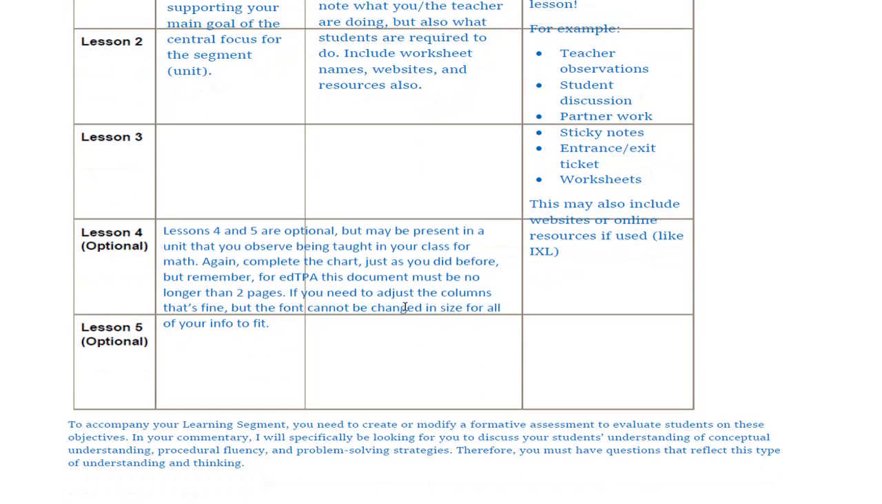To accompany this learning segment, remember, you need to either create or modify a formative assessment to evaluate students on these objectives. You should review the overview video where I talk a little bit about what we're looking for, but edTPA in particular, in your commentary, they are looking for you to discuss students' understanding of CPP: conceptual understanding, procedural fluency, and problem-solving strategies. So, you must have questions that reflect that type of understanding and thinking.